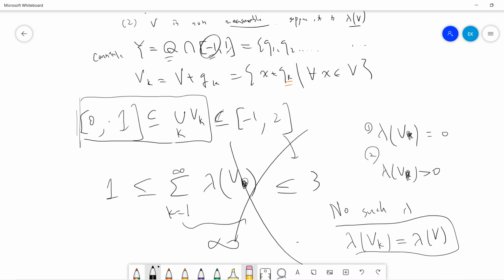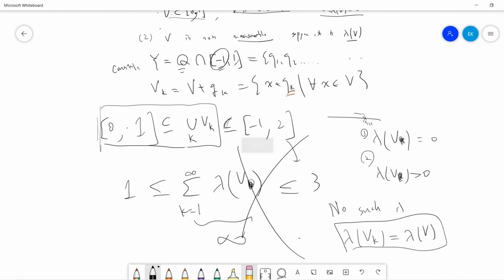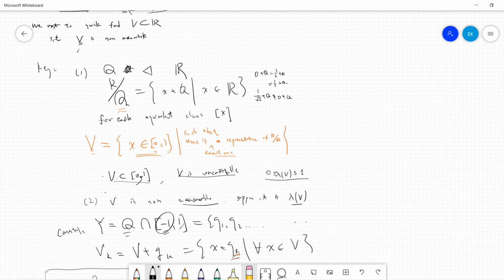And why is this true? Because the Lebesgue measure is invariant under translation. If you just add qk to something, then the volume will be the same. So that's the construction and the detailed proof of why it is not measurable.